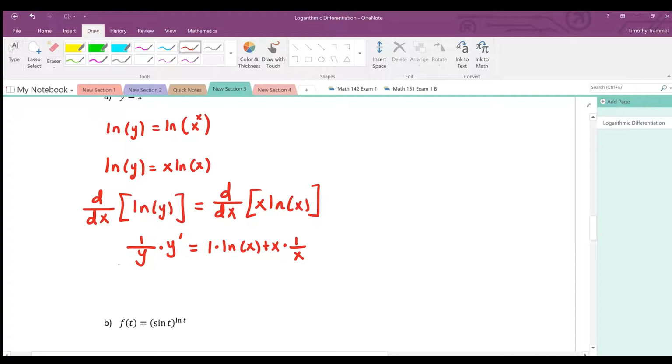And it looks like I'm running out of room here. Let's go ahead and multiply both sides by y. So we get y prime is equal to y times the natural log of x plus 1. Right? And we don't have to end this here. Let's move back up.